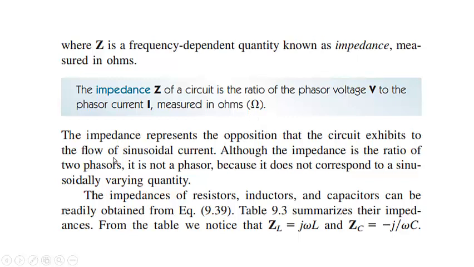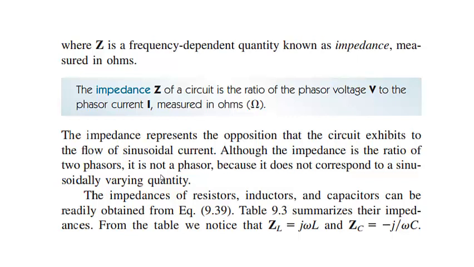The impedance, like the resistance, we have already known what resistance does. It actually opposes the flow of current. The impedance does the same thing. The impedance represents the opposition that the circuit exhibits to the flow of sinusoidal current. Although the impedance is a ratio of two phasors, it is not a phasor because it does not correspond to a sinusoidally varying quantity. It is a constant quantity. So you need to be very careful about this.